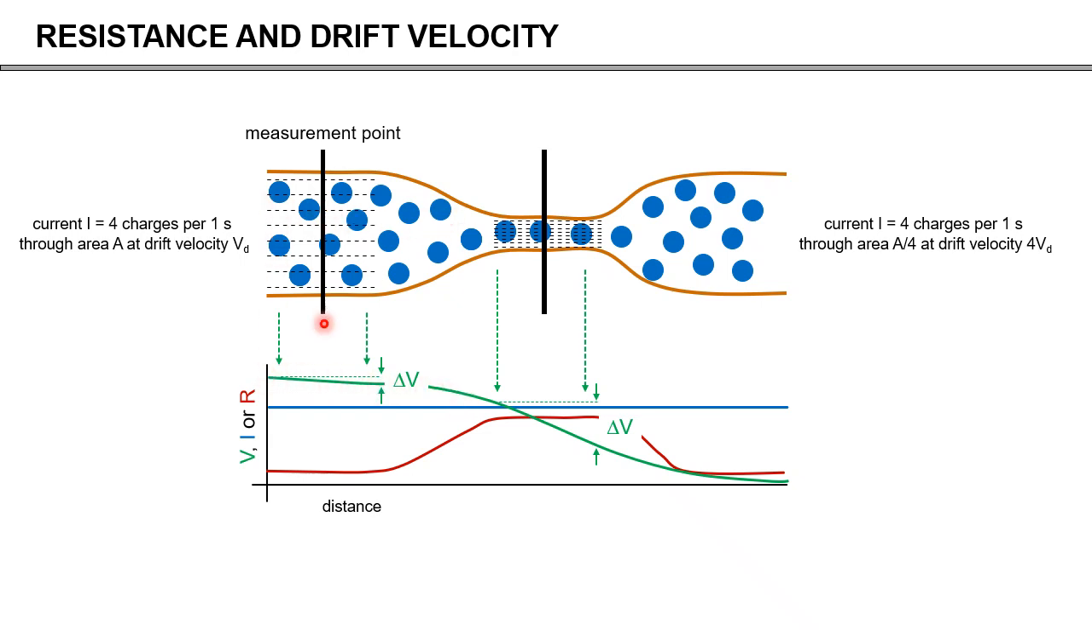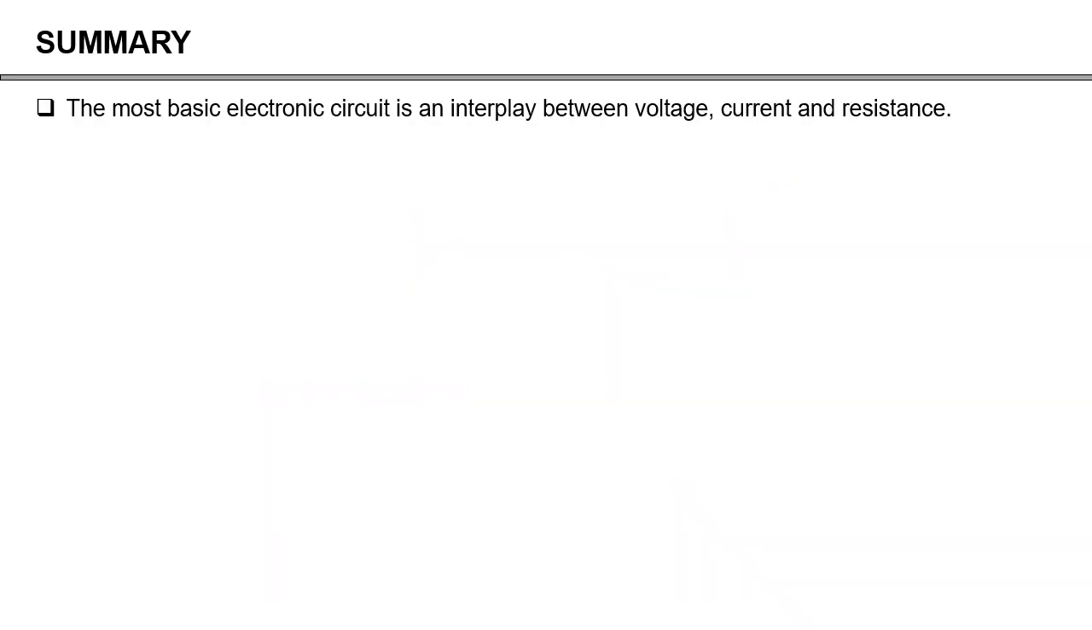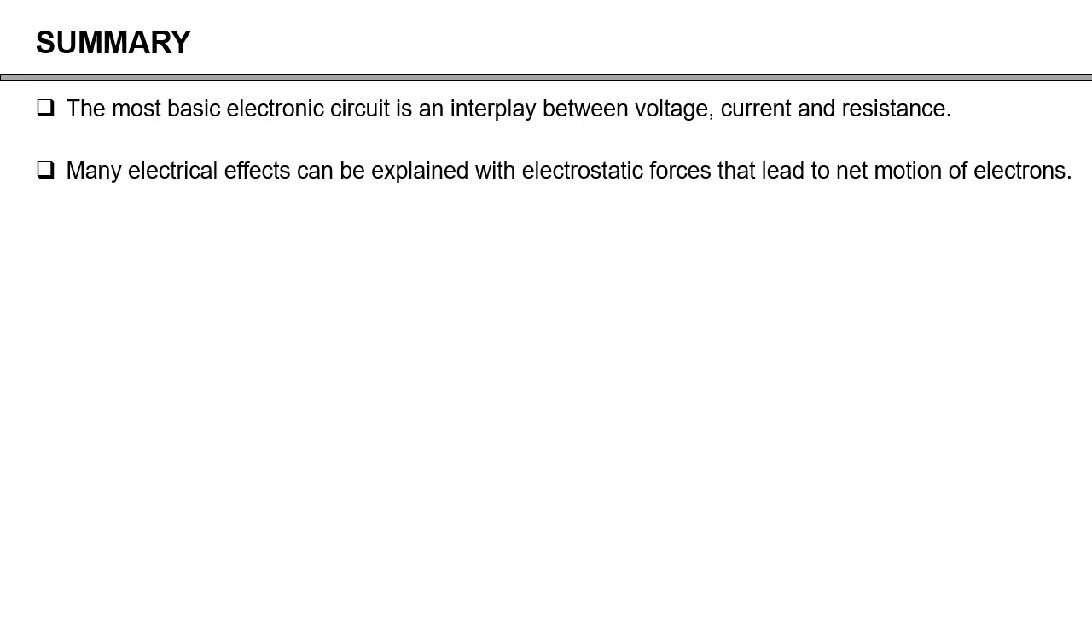Between this point and this point, the voltage only drops a little bit, because there's only a small electric field. But then when the narrowing comes, you're going to get a huge drop in voltage because the resistance also goes up, and that leads to an increase in the electric field, that leads to an increase in the drift velocity, all to maintain a constant current throughout the entire circuit. So this is all I wanted to say in this first video. It's a very basic video about voltage, current and resistance, and that also represents the most basic electronic circuit, which is an interplay between these 3 parameters.